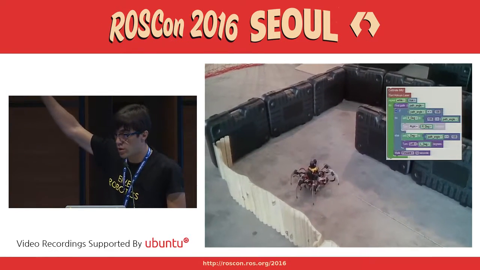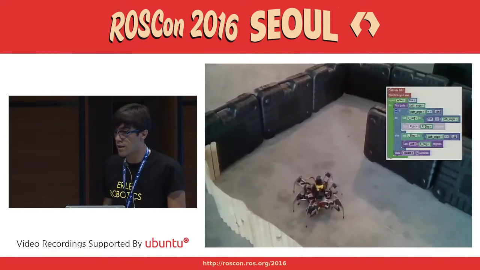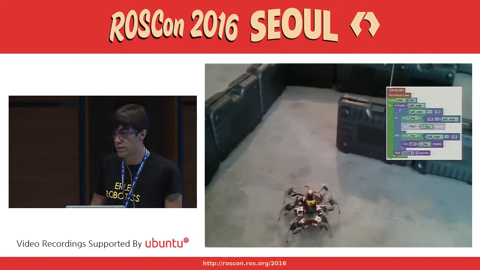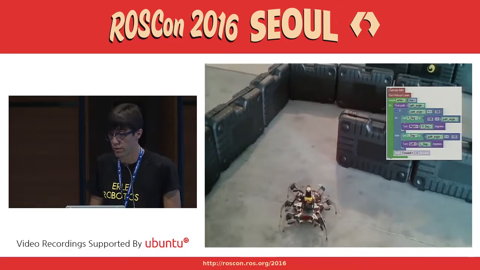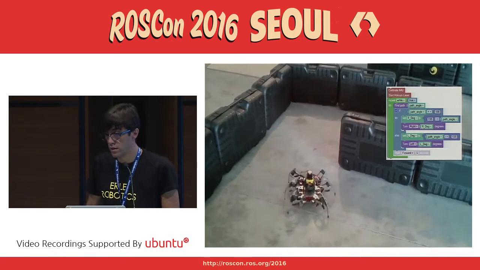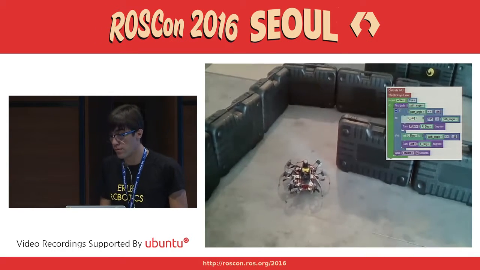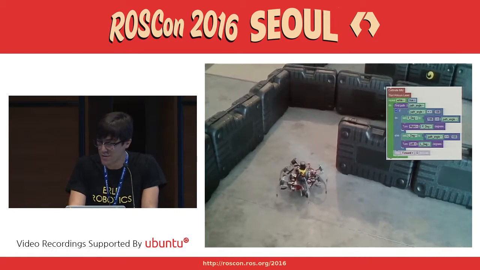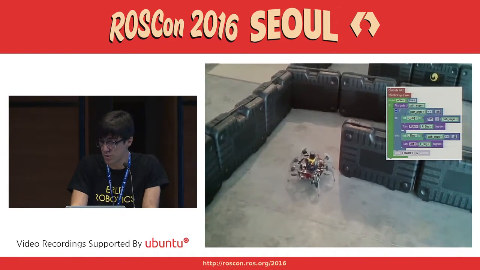So in the first two blocks, we can calibrate the IMU of the spider and also start the laser of the spider. So just a few blocks and just to move a robot.